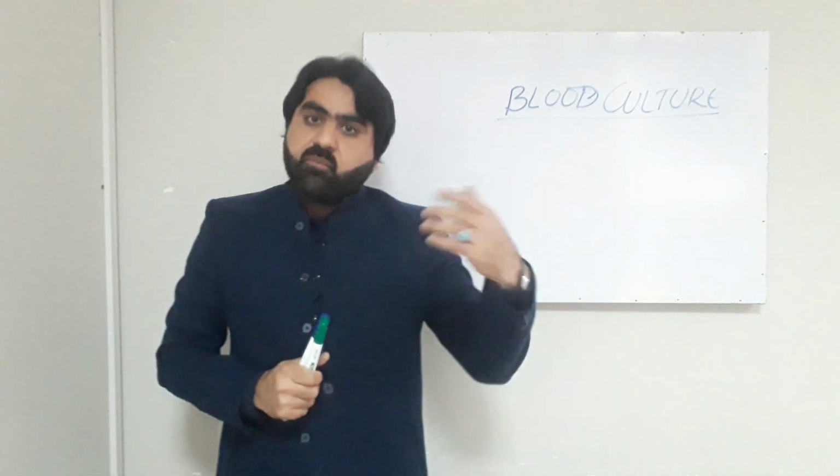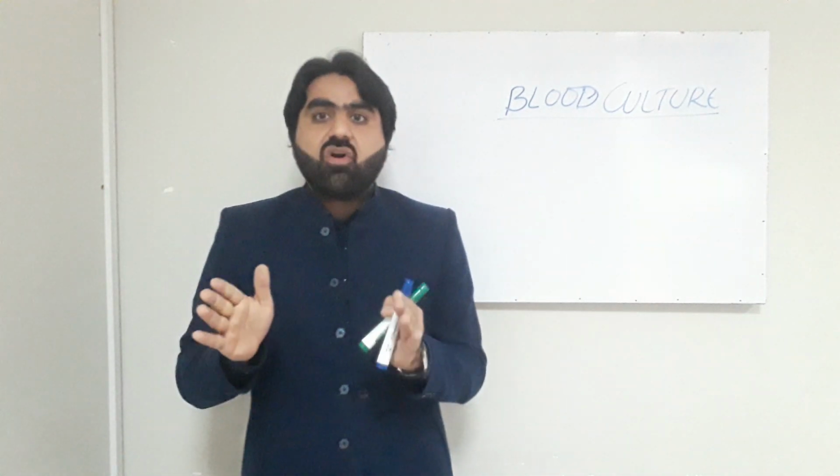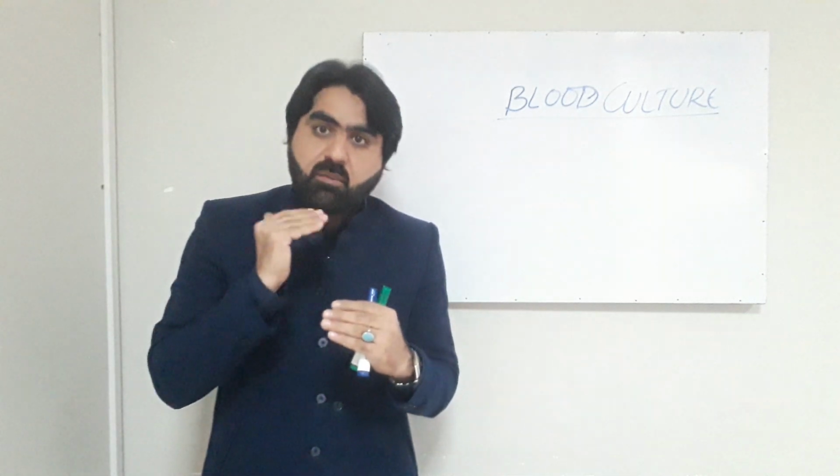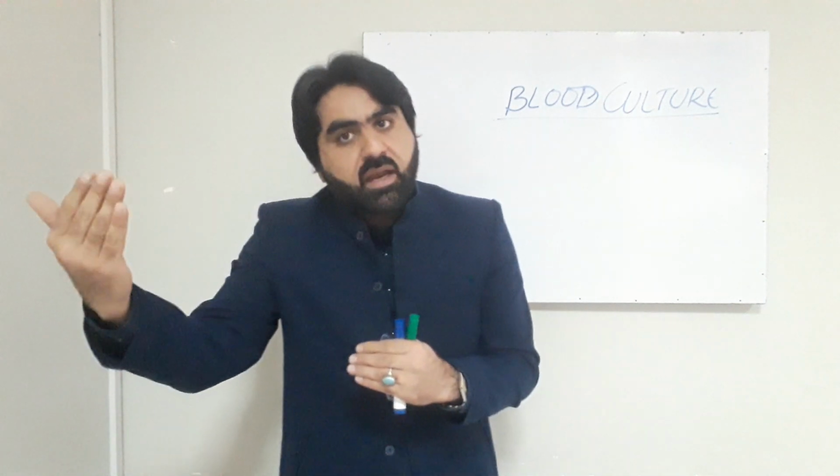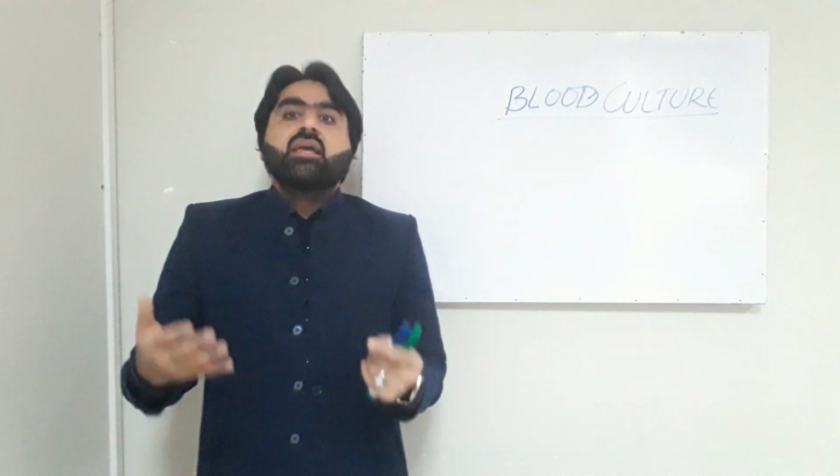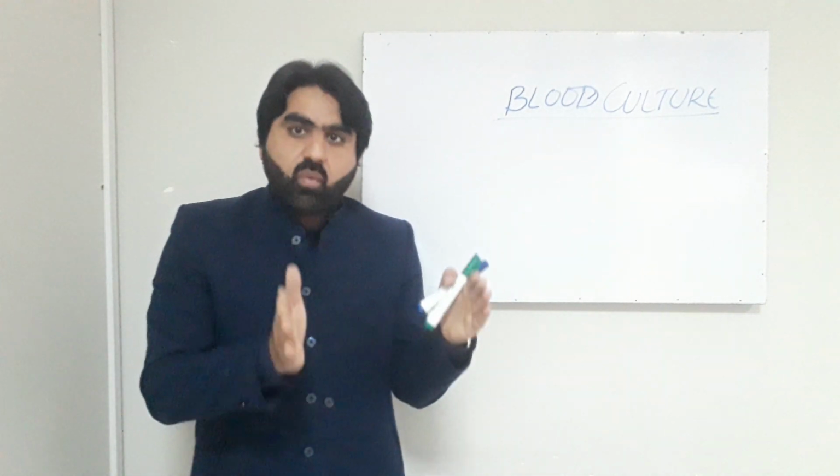In case of children less than 2 years, we calculate the volume of blood for the inoculation on the basis of the weight of the patient. It ranges from a minimum of 2 ml to a maximum of 10 ml. If you are interested to know more about the calculation on the basis of weight in case of children, I will drop a chart in the description link.